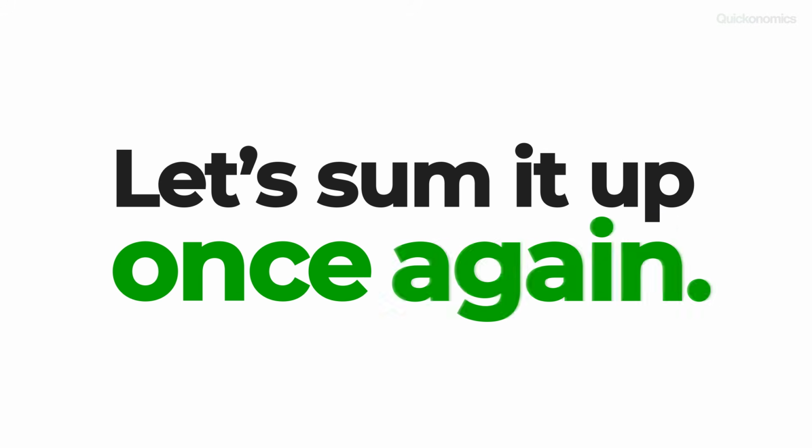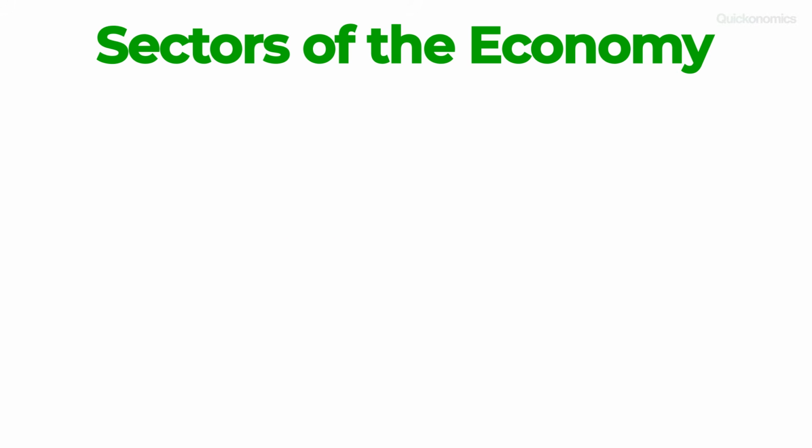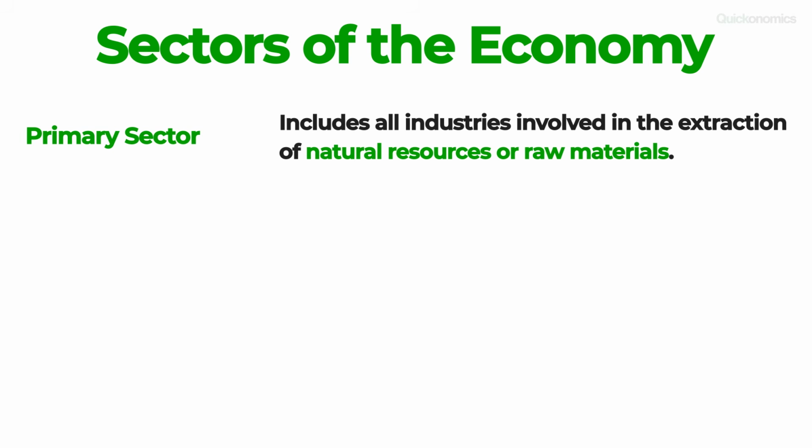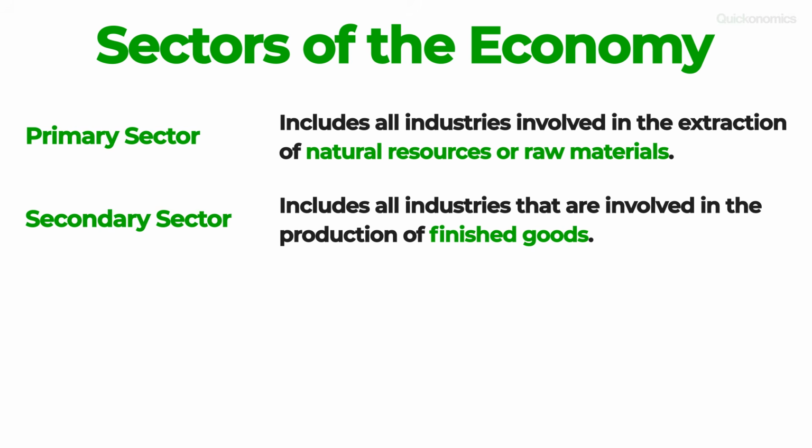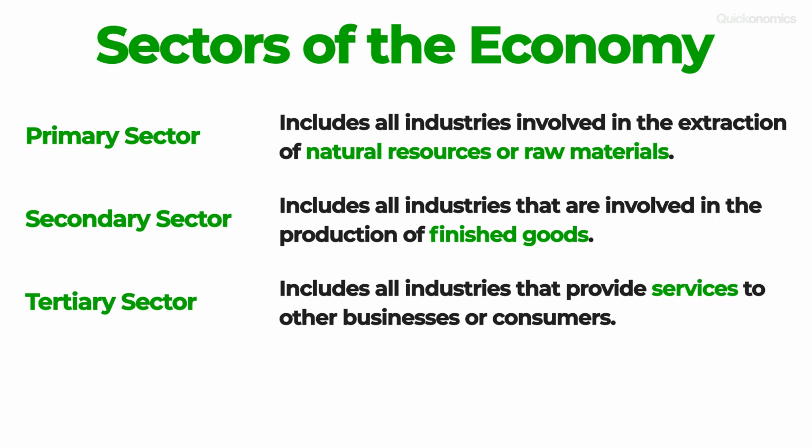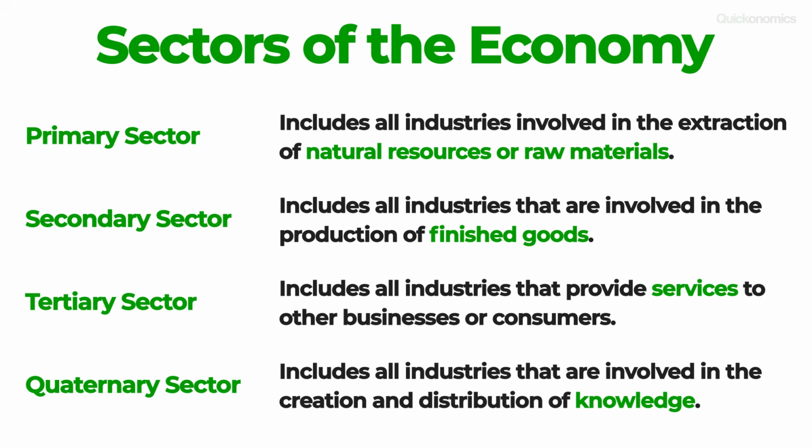So, let's sum it up once again. The majority of all economic activity can be classified into one of four sectors: the primary sector, which consists of all industries involved in the extraction of natural resources or raw materials; the secondary sector, which includes all industries that produce finished goods; the tertiary sector, which consists of all industries that provide services to other businesses or consumers; and finally, the quaternary sector, which includes all industries that are involved in the creation and distribution of knowledge.